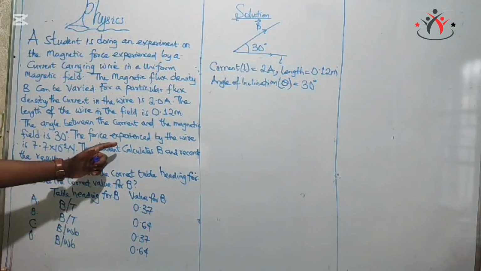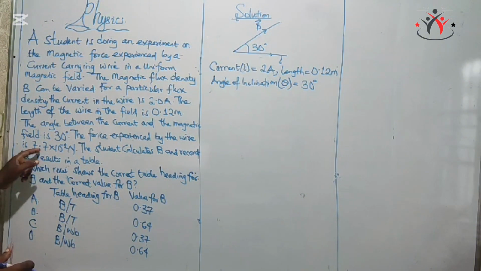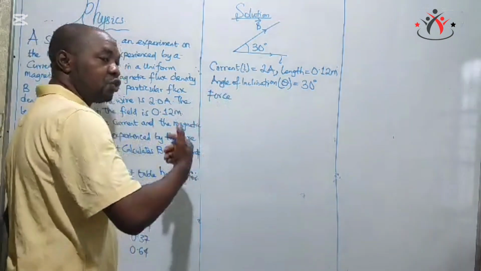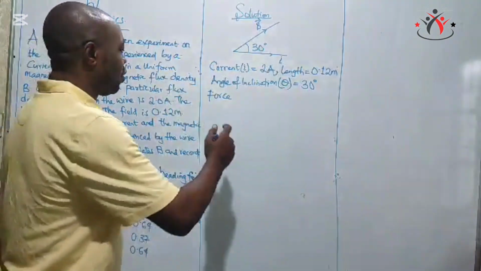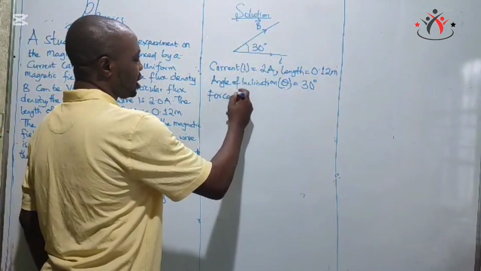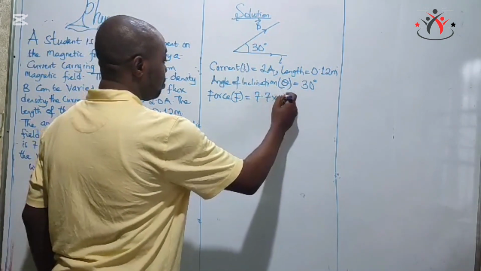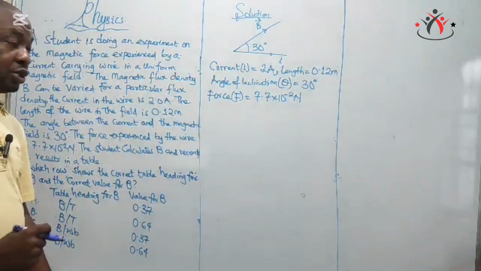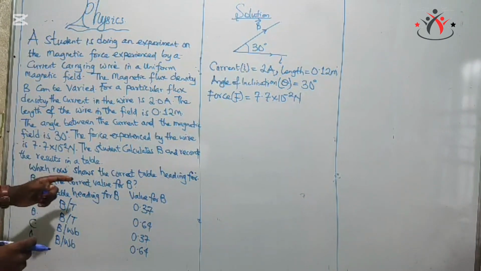So the force experienced by the wire is 7.7 multiplied by 10 to the negative 2 Newton. We are also given the force on the wire carrying current. That's F, which is equal to 7.7 multiplied by 10 to the negative 2 Newton. The Newton is the unit of force. The student calculates B and records the result in a table.